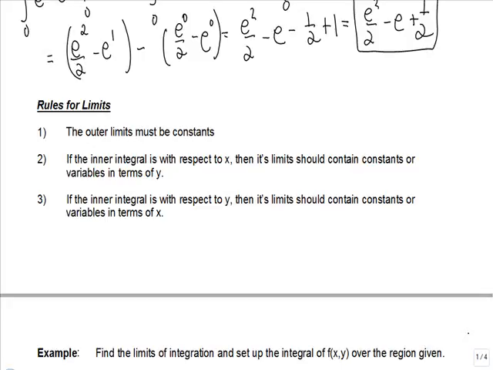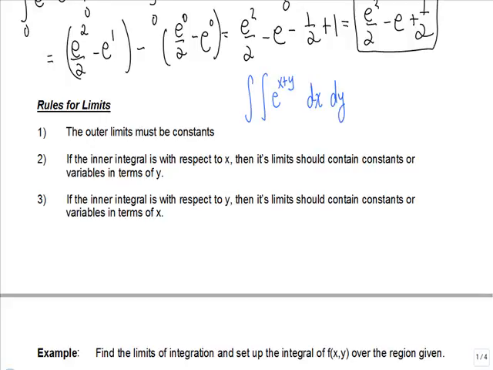Now, if I had wanted to integrate the opposite way around, things would have been just slightly different. I'm just going to set up the integral, and then we'll talk about where it came from when I look at the rules for limits. So if I wanted to go the opposite way, I would be integrating e to the x plus y. Instead of dy dx, it would have been dx dy.